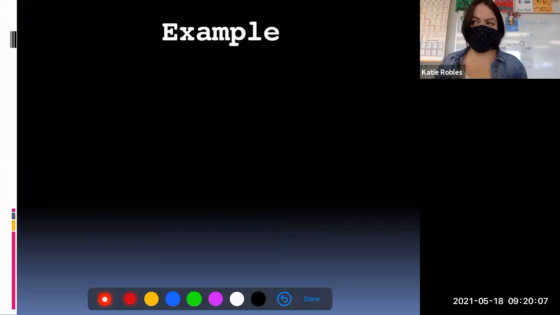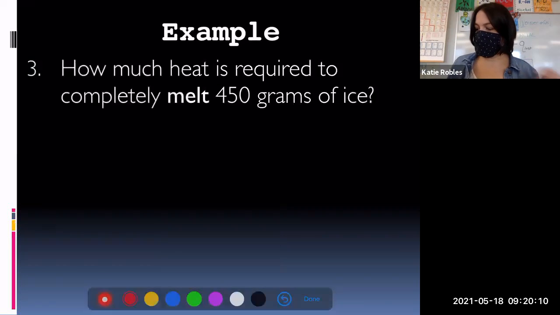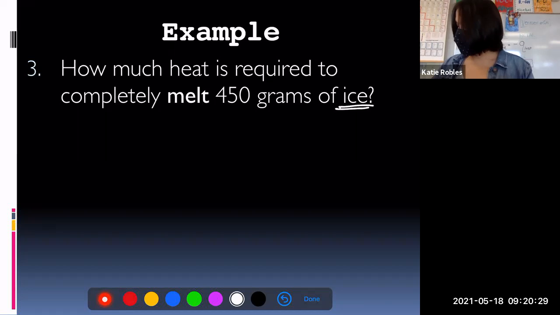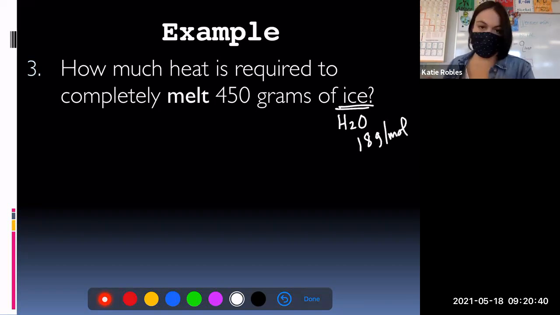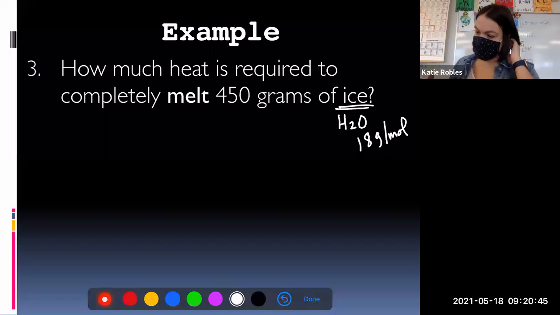So here's some math problems. They're kind of plug and chug. How much heat is required to completely melt 450 grams of ice? Now, Q equals MC delta T was in grams, but this one requires moles. So you have to know something right away. You have to understand that ice is water, which is H2O, and the molar mass of ice is 18 grams per mole, because we've got two hydrogens attached to an oxygen, which weighs 16.